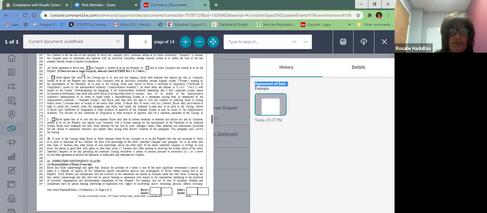Cesspools. Of course, if there's no cesspool, you would check no cesspool. If you know there is a cesspool on the property, it should be disclosed. If there is, you check that there is, and the seller agrees to close up the cesspool prior to closing. If there's not, you can just leave all that blank. Cesspools right now in the state of New Jersey are not in compliance, so any home that has a cesspool automatically needs to have a new septic system put in. Just keep that in mind.